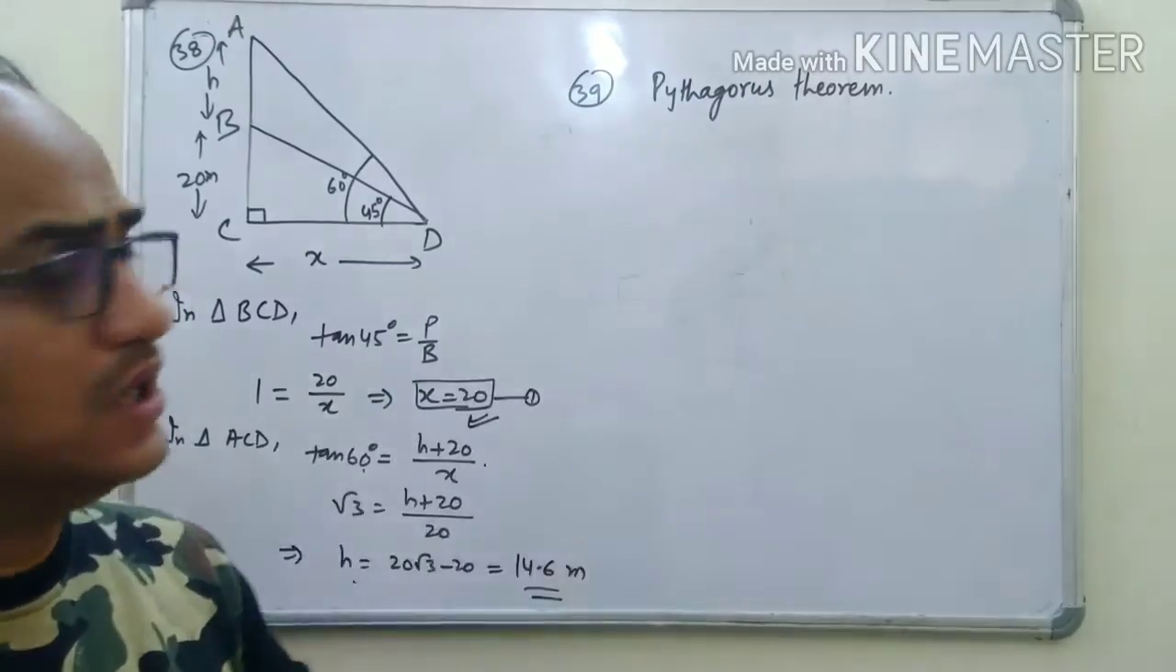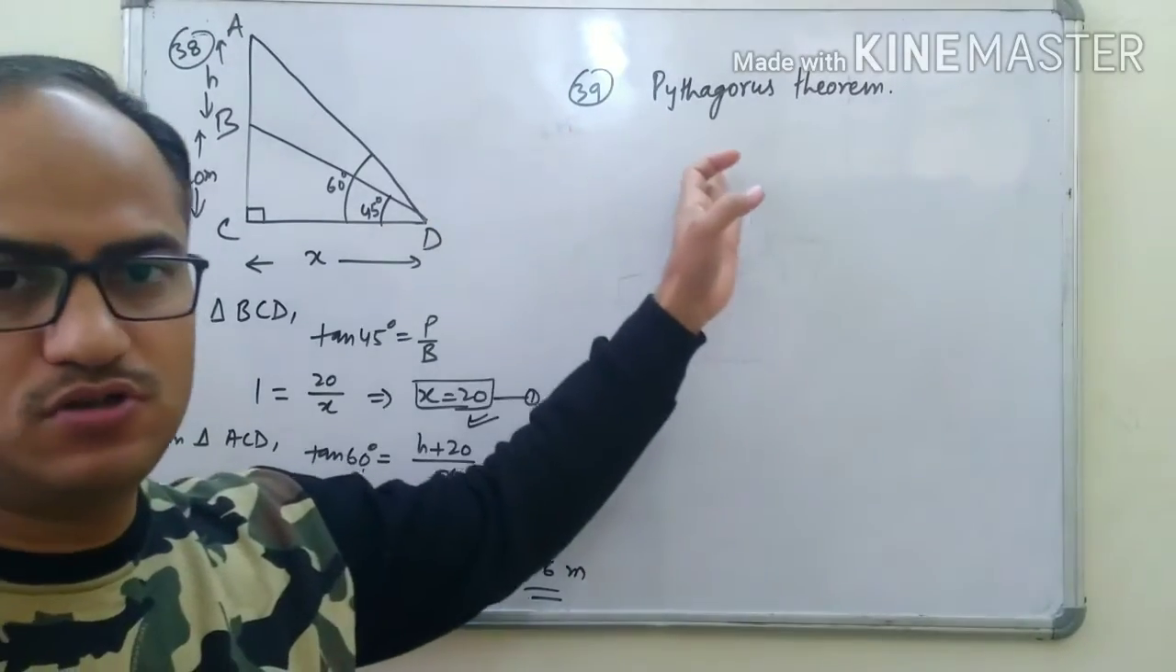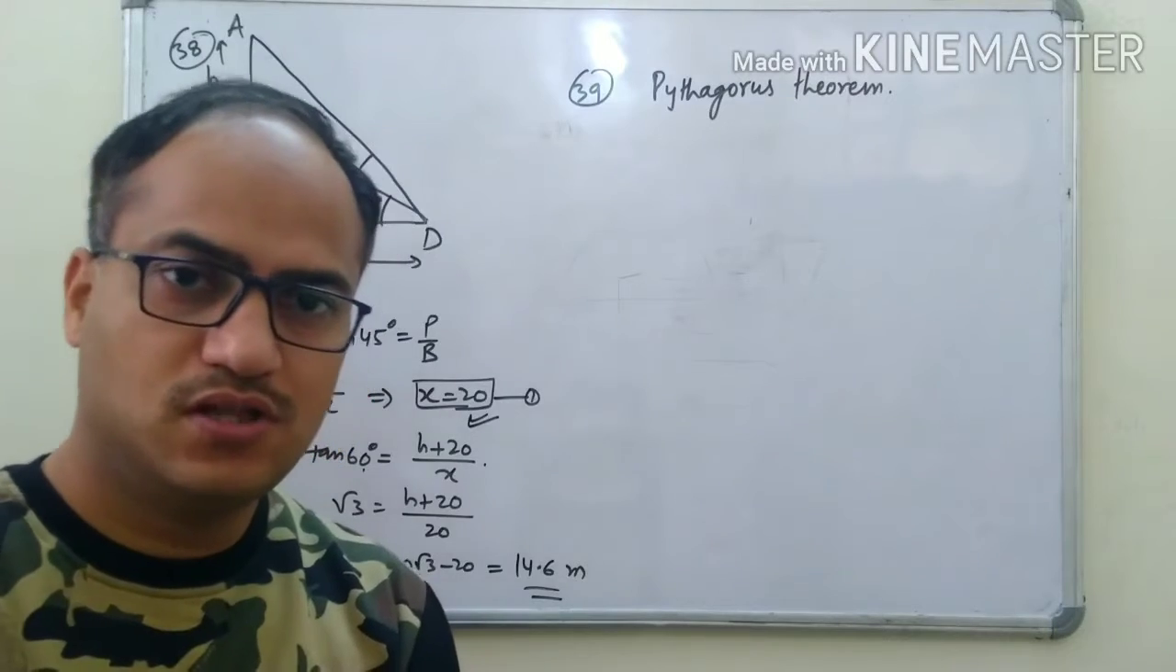39th question is of Pythagoras theorem, which is already there in the textbook. You can see from there.